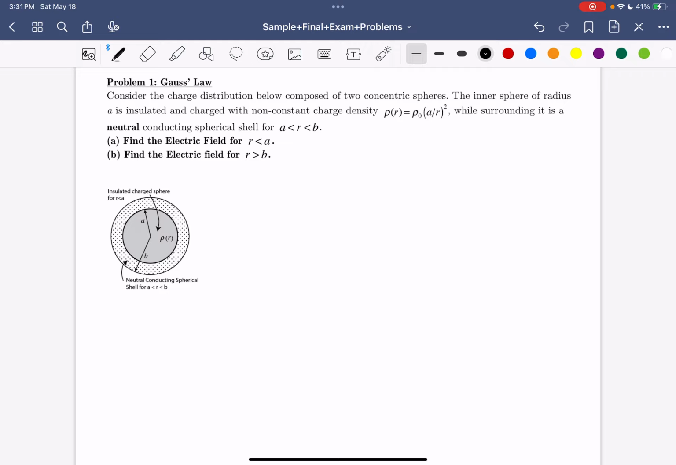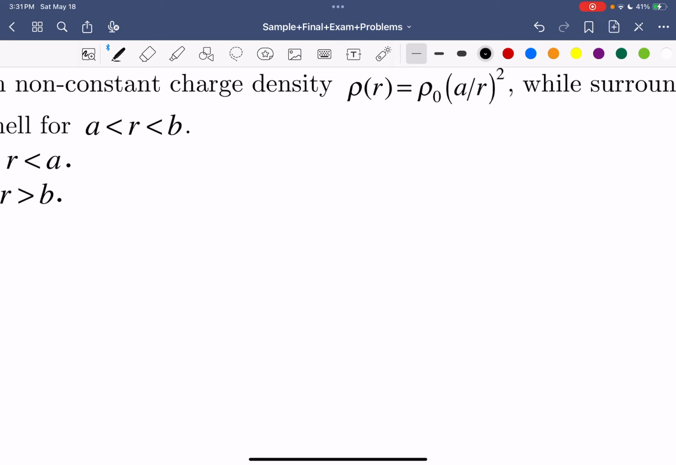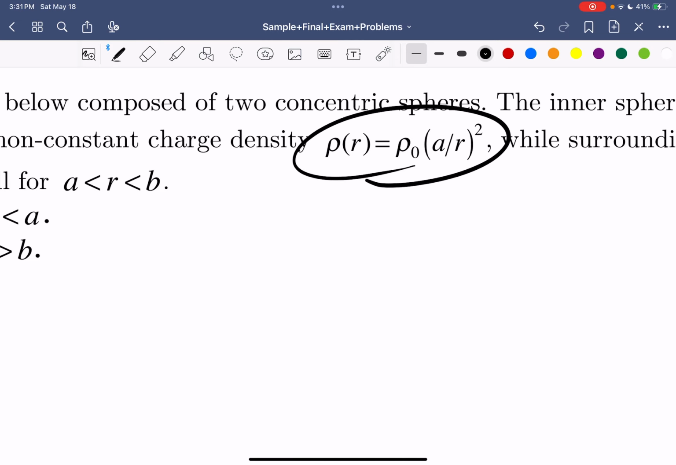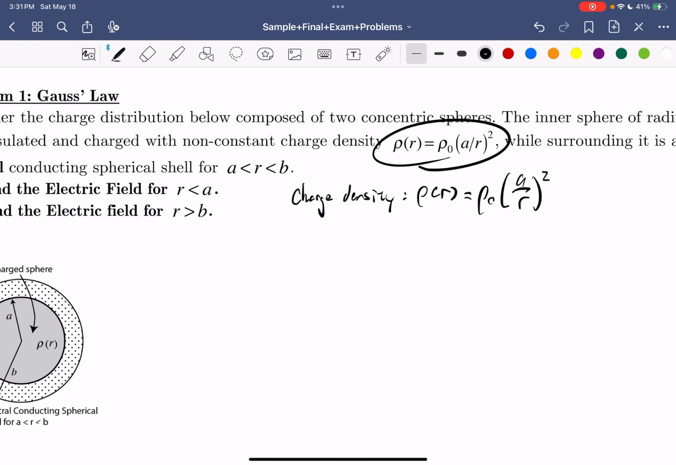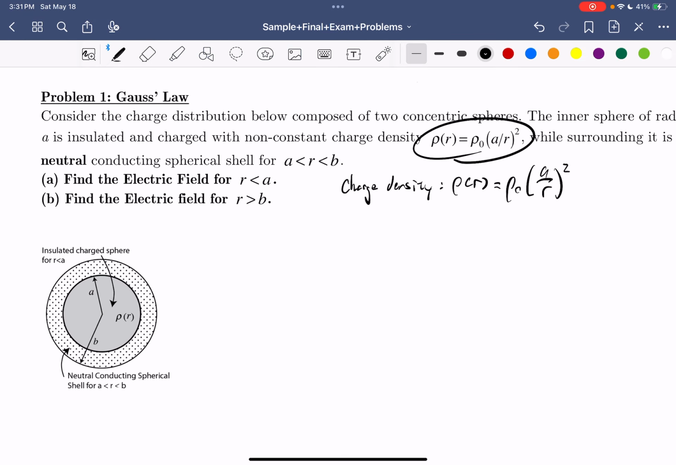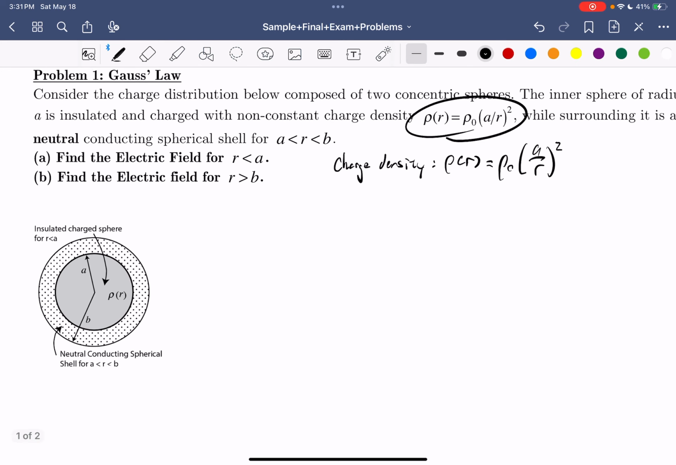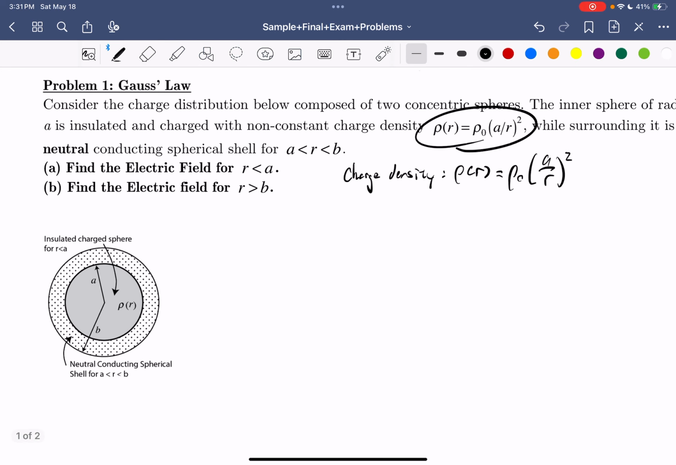All right, so how can we start this? Well, first thing we need to know is that this equation right here is the charge density, rho(r) equals rho sub 0 a over r squared. Now it's going to be very important considering that it represents the insulated charged sphere of radius a.